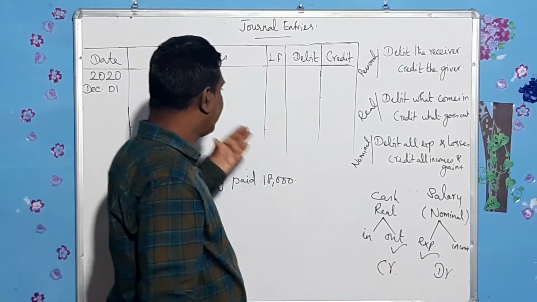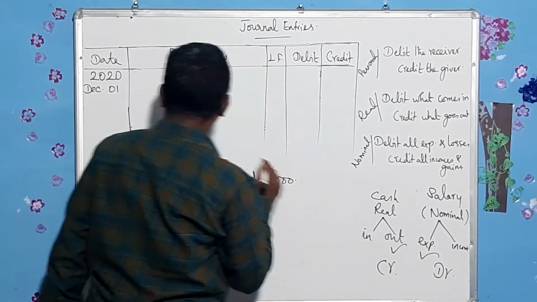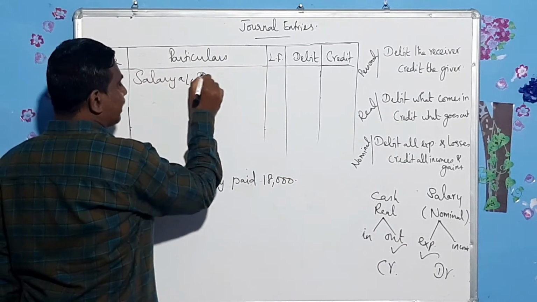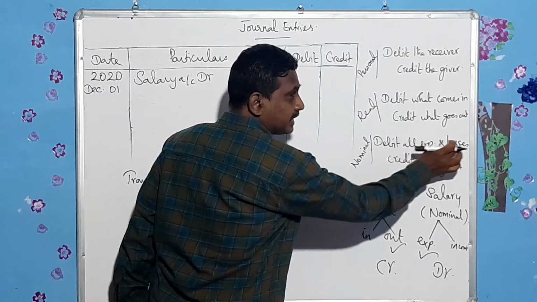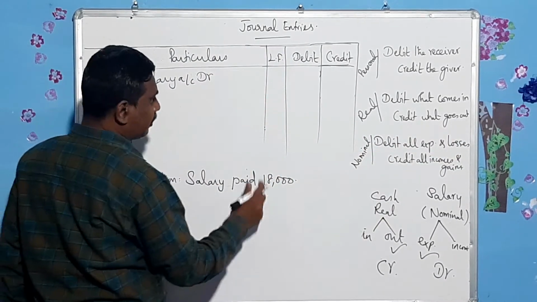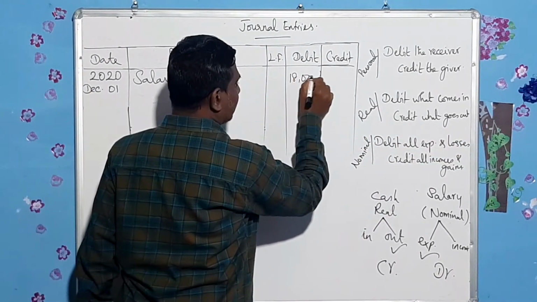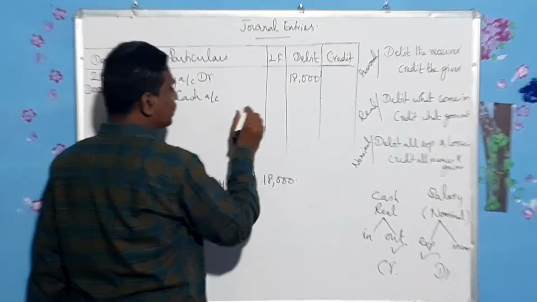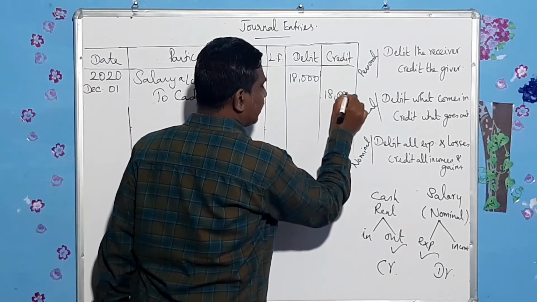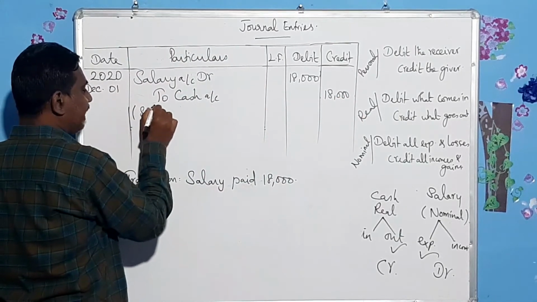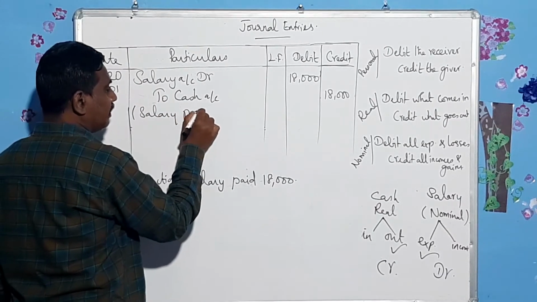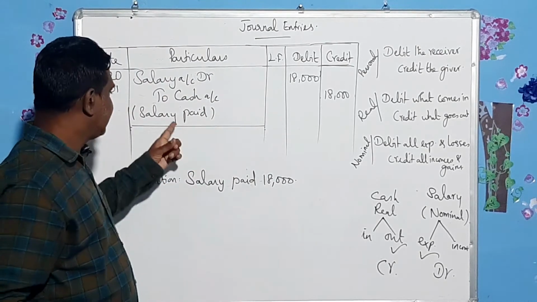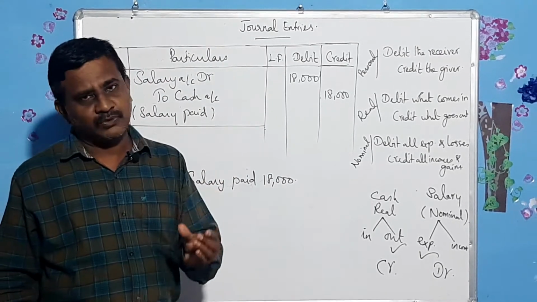Now, I am going to write the journal entry. Salary account debtor, because debit all expenses and losses. What is that amount? 18,000. To cash account, because cash goes out, 18,000. What is the narration? Salary paid. And you need not write several things in this narration. Just a few words would be enough.